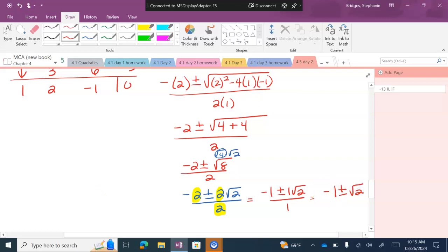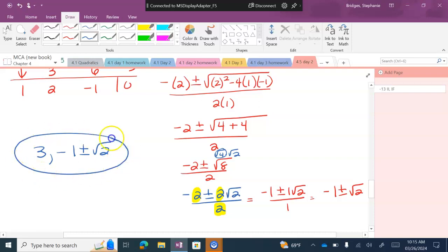Okay. But remember, in my answer blank, how many answers do I need? 3. So what was the first one that we found? Okay, 3. And then the negative 1 plus or minus the square root of 2 represents my other 2 answers, for a total of 3. Everybody good?